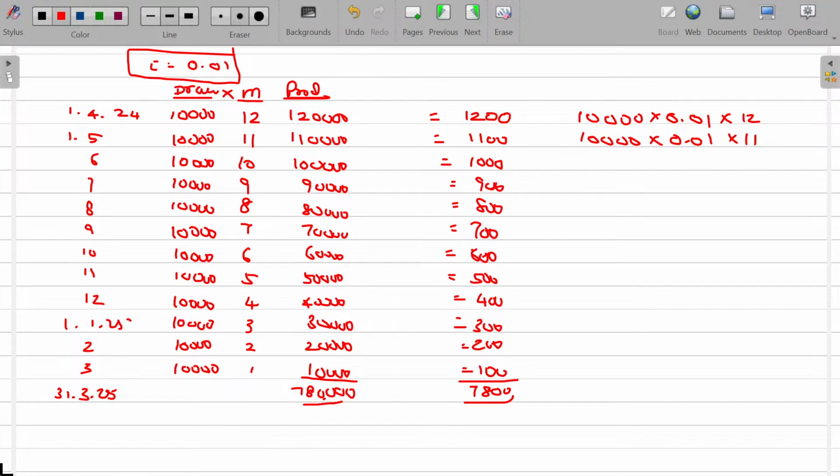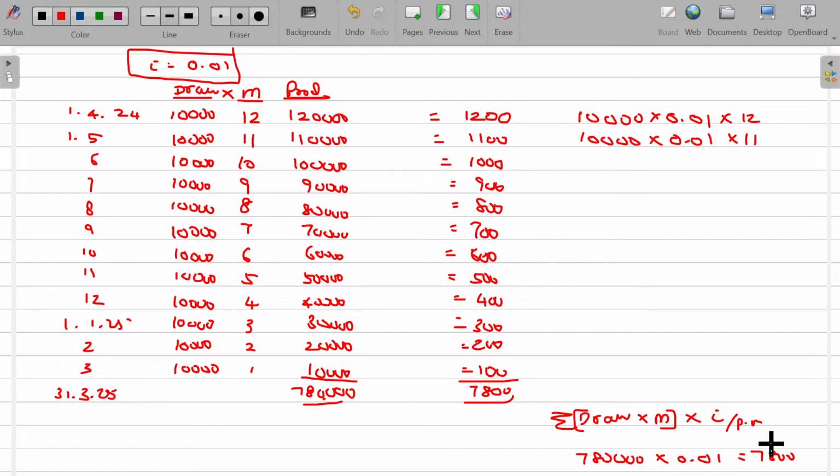7,80,000 rupees. Am I right? So if you get the product, the summation of the product, how do you get this? Drawings into month, and do the summation of this, multiplied with the rate of interest per month. 7,80,000 rupees into per month rate of interest being 0.01. So the ultimate value being 7,800.